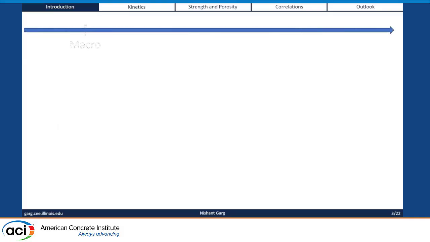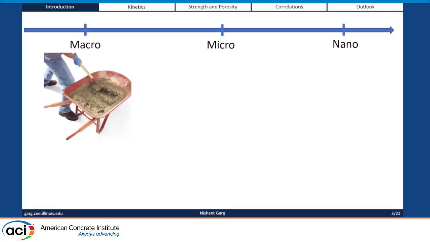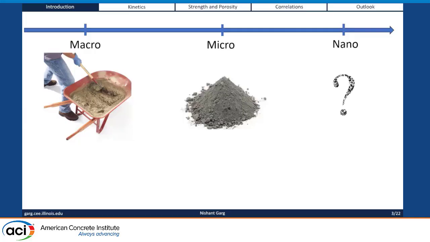Before we go there, take a quick look at the scales we're talking about. You have the macro scale, which is your concrete. Then at the micro scale, you have cement, which is micron-sized particles with D50 values of 10 to 20 micron. And then you have the nanoscale. I don't have a picture for the nanoscale here because you can't really see it, but I promise you at the end of the presentation, we'll show you some work in progress where we're trying to look at these seeds with TEM. Okay?